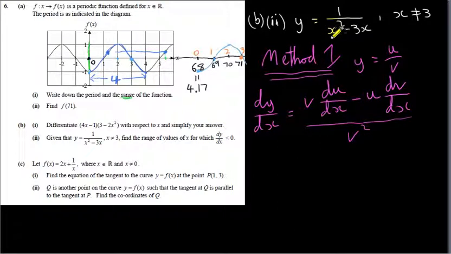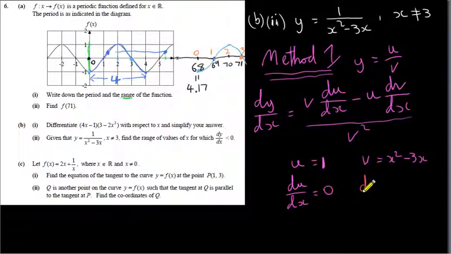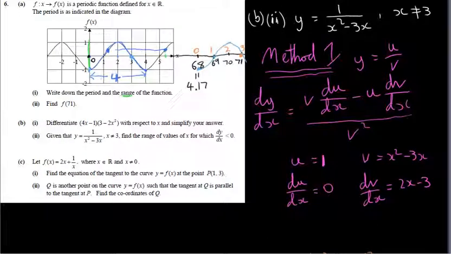Okay, there's two ways we could get dy dx. We could use the quotient rule. This is a quotient, which is just a fancy word for a fraction. u is the function on top. u is just 1 in this case, and v is the function underneath, which is x squared minus 3x. So u is 1, v is x squared minus 3x. We need du dx and dv dx. To get du dx, we differentiate 1 with respect to x. This is just a constant, so the derivative of any number with respect to anything is actually 0. dv dx is 2x minus 3, and then we plug it into this quotient rule formula, and we get our answer.